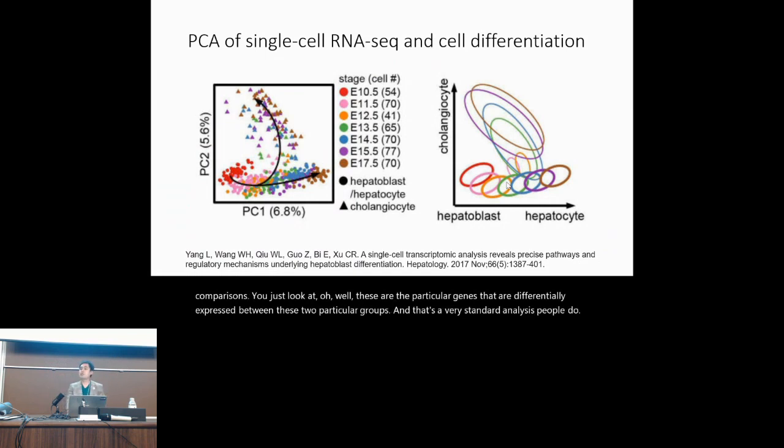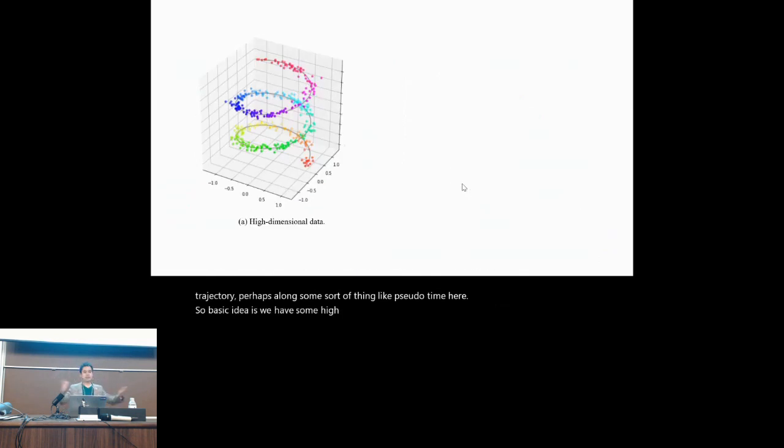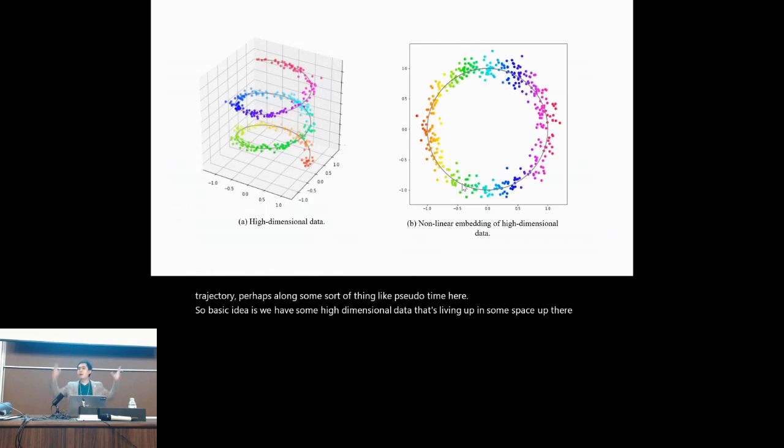What we were interested in is trying to understand entire trajectories, being able to build a tool to quickly visualize the differences, the important variables, the important features along an entire trajectory, perhaps along some sort of thing like pseudotime here. So the basic idea is we have some high-dimensional data that's living up in some space up there, and we embed it down somehow.